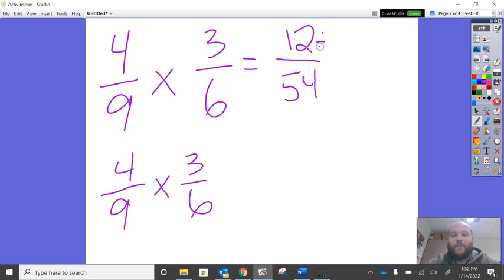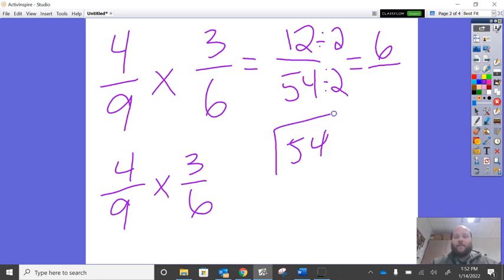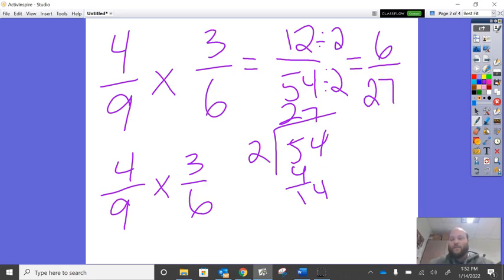So what we're going to do is go ahead and divide them by 2. We talked about reducing earlier in my other videos. So we're going to divide by 2 here. And when I divide by 2, that gives me 6 over, what is 54 divided by 2? That's going to be 27. So 6 and 27, both of those can also be reduced by 3, okay?